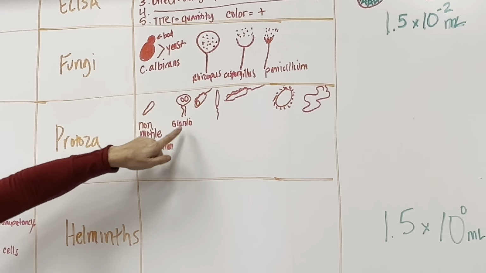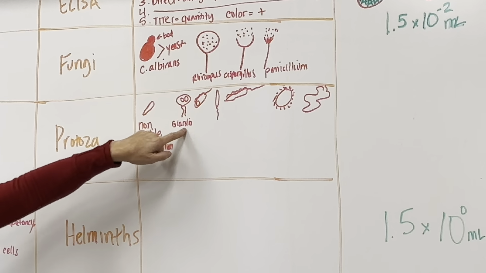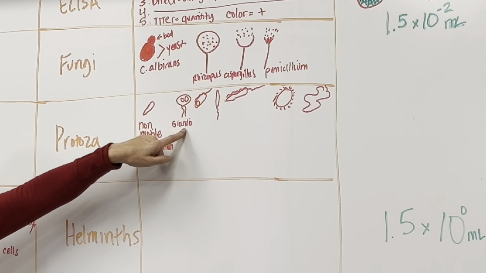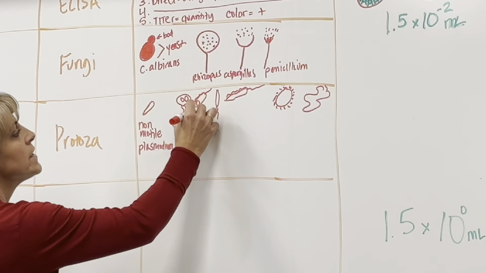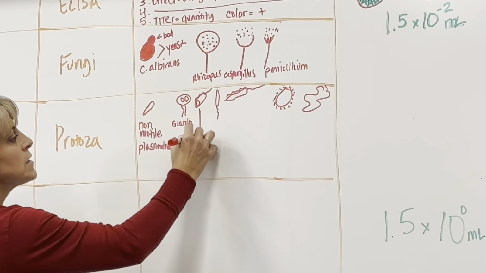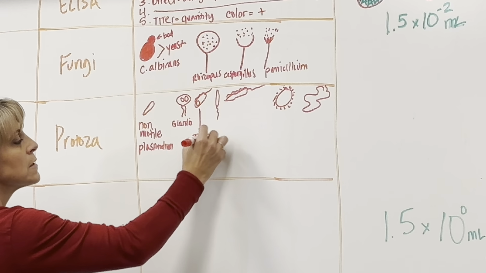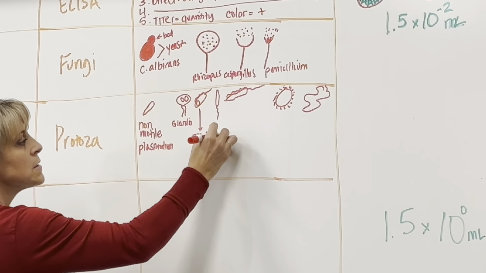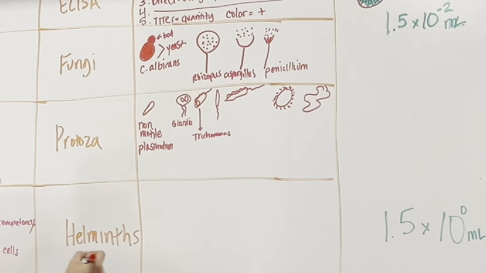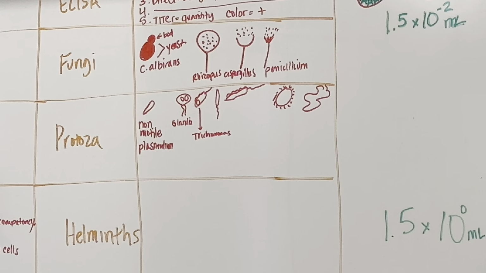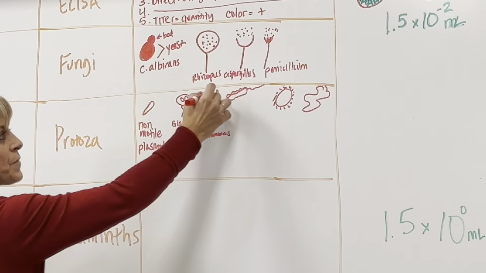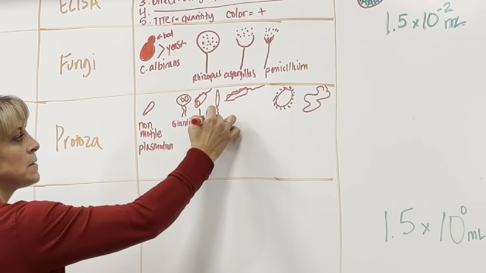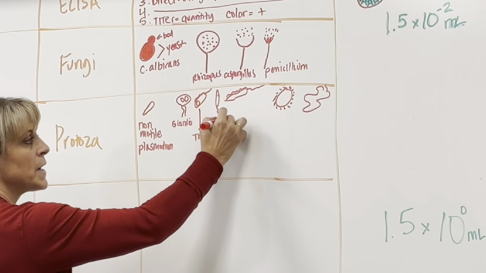So Giardia has those little suction cups. This is also called beaver fever. It's common among hikers, also in other countries. Giardia is gastrointestinal. This one is also really disgusting. This is Trichomonas vaginalis. It kind of looks like a little fish. And that one is penile vaginal sexually transmitted.